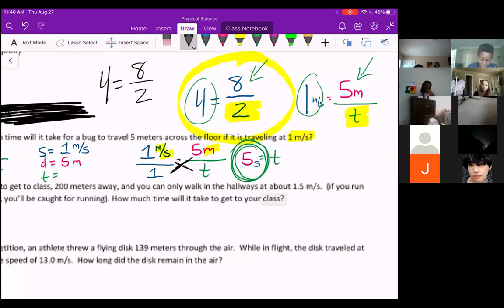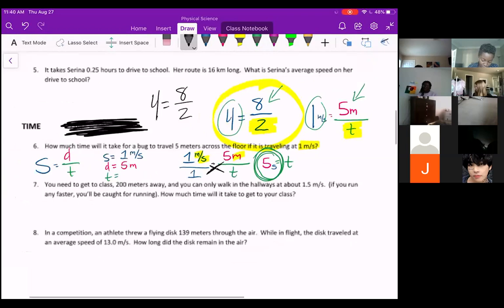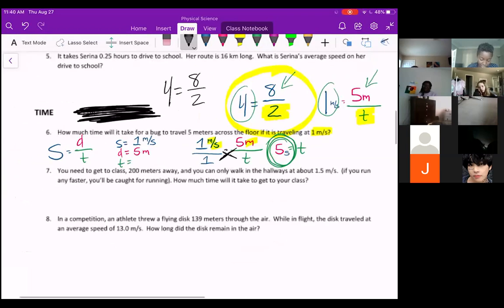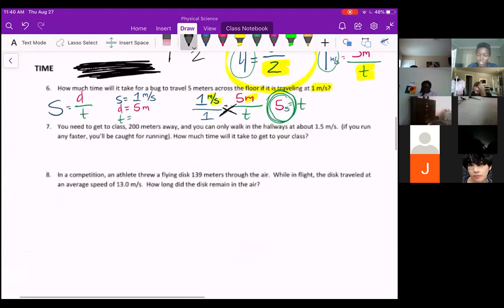All right, let's do one more for the other way. And let's try to use the 4 is equal to 8 over 2 and see if that works, okay? Let's do one for solving for distance. And then I'll let you do the quiz. Okay, anybody still writing right here?